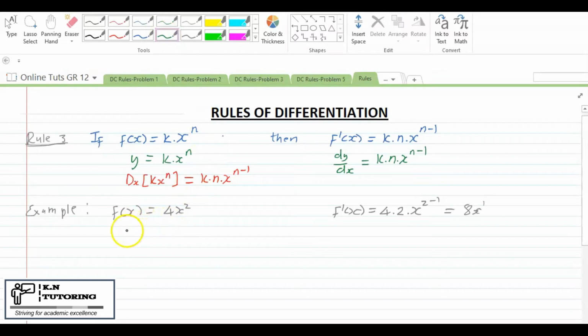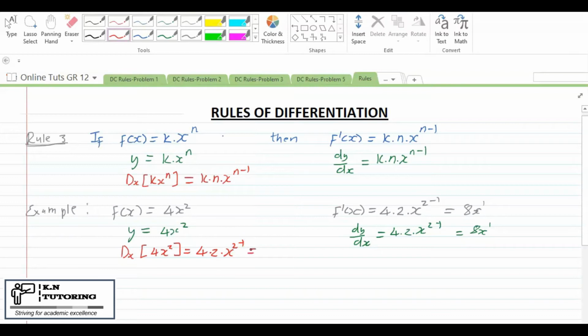Similarly, with a different notation, y is equal to 4x squared. Then the only thing that is going to change is the notation, dy/dx, which is going to be 4 times 2 times x to the 2 minus 1, the answer is 8x to the exponent 1. Last but not least, with the d/dx notation, d/dx of 4x squared, the answer that you're going to get is 4 times 2 times x to the 2 minus 1, the same answer, 8x.